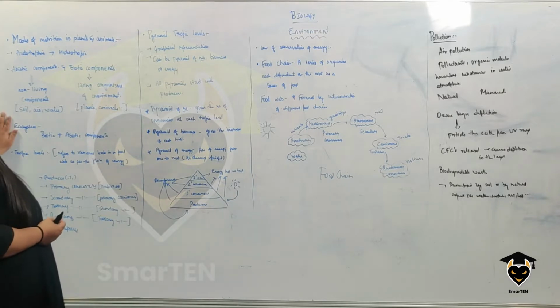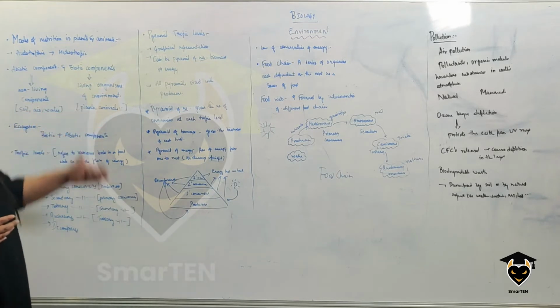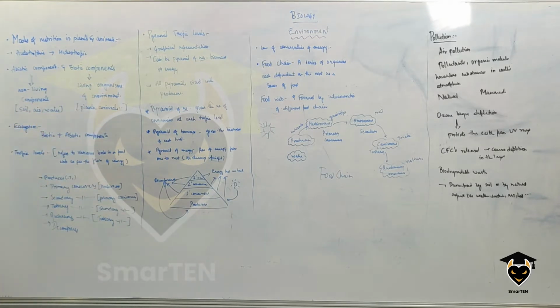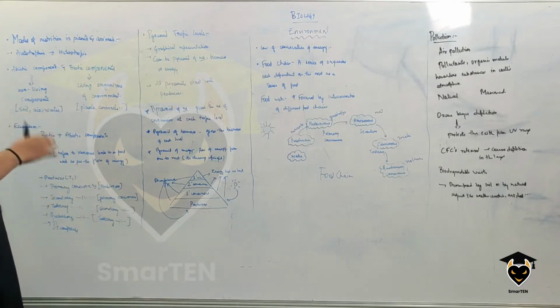Next, ecosystem. What is an ecosystem? An ecosystem is a system where both biotic and abiotic components exist together. Now, trophic levels. What are trophic levels? Trophic levels refer to the various levels in a food web as per the flow of energy. They are basically different levels which tell us about the food web as per the flow of energy.